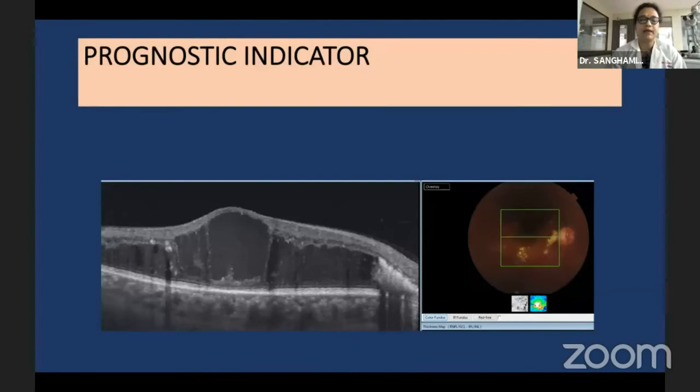The prognosticating indicator, as has already been talked about by my previous speaker, is that the integrity of the inner and the outer retinal layers is very, very important. In this case, as you can see, there is complete loss of the interdigitating septae. It shows that the disease is quite chronic. And there is loss of the outer retinal layer. The ellipsoid zone and the external limiting membrane are completely lost. So this patient probably will not improve much in vision and would require a multiple number of injections.